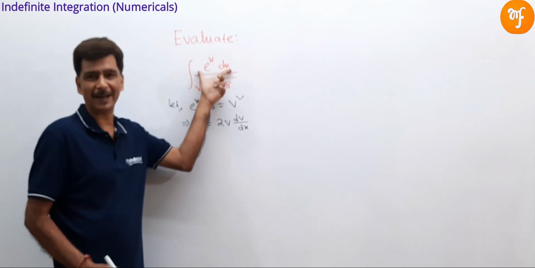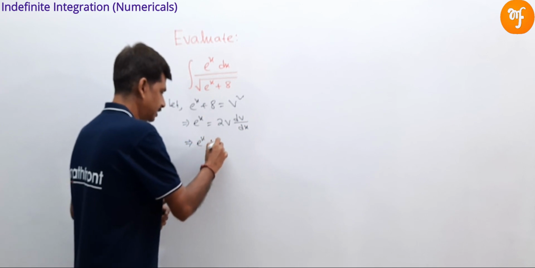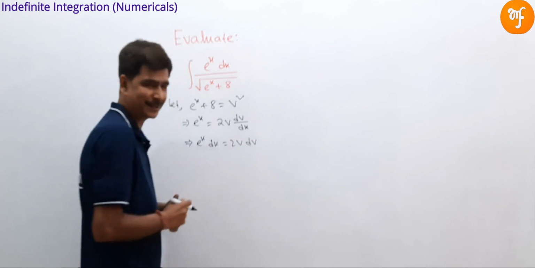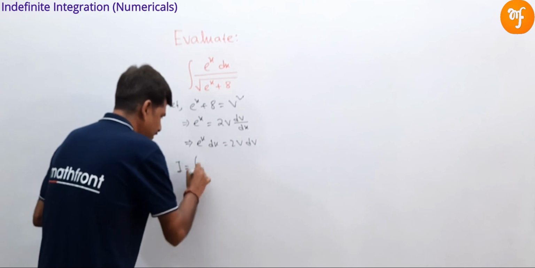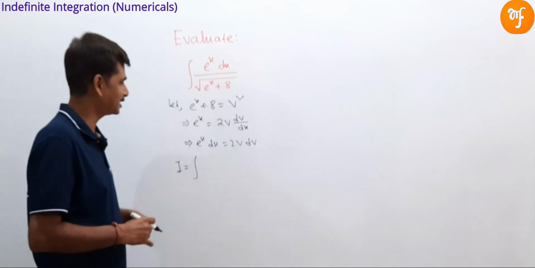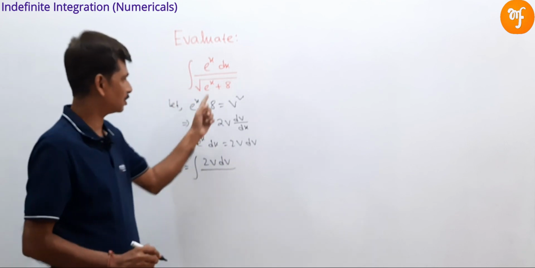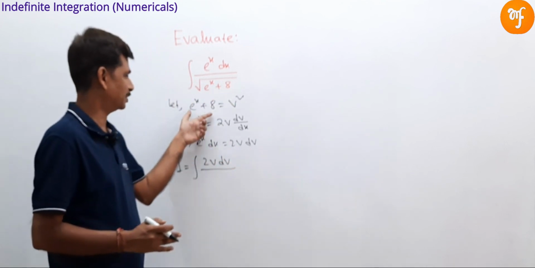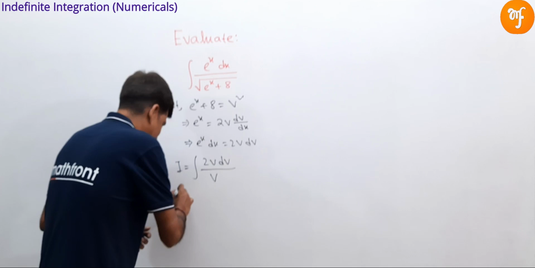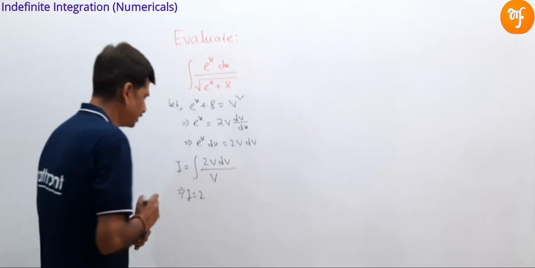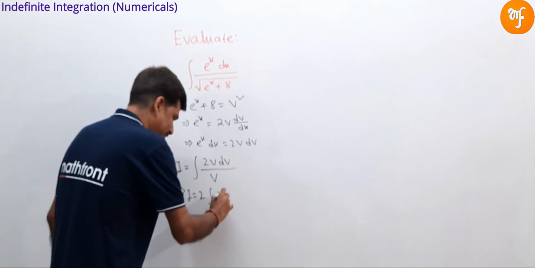As e to the power x into dx is present at the numerator, we can write e to the power x dx is equal to 2v dv. Now come to the integration. What is the integration? I is equal to the integration of, instead of e to the power x dx, we write 2v dv. So 2v dv at the numerator, and at the denominator, square root of e to the power x plus 8 can be written as v, as we assumed e to the power x plus 8 is equal to v square. So v square root is v. So definitely this is 2 into v, and v will be cancelled from both numerator and denominator. So this is simply 2 into the integration of dv.